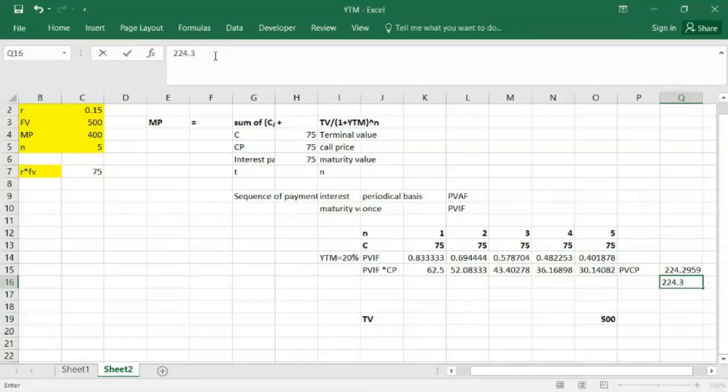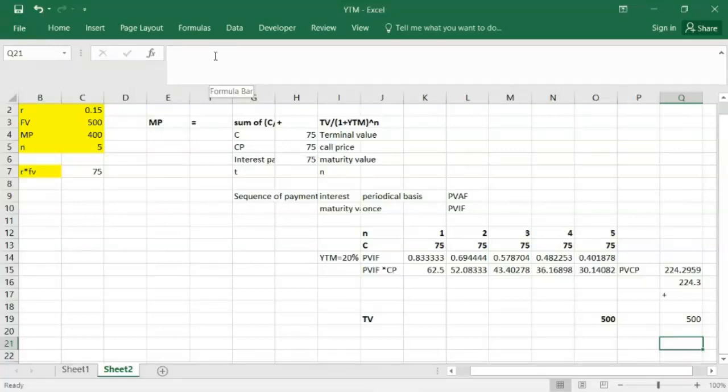The present value of the coupon payments is one part. Plus, you take the value of the maturity terminal value. The terminal value is 500 rupees. And what is the overall price? You can take it as 724 rupees. It becomes 724 rupees.